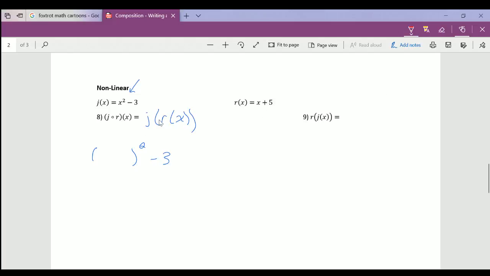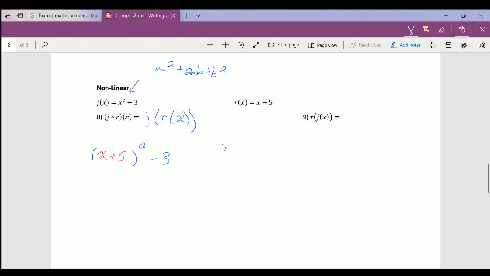Inside the parentheses, we're going to put r, which is x plus 5. Okay, we're still just simplifying. The only thing here is it is going to take a little bit more work because we are squaring a binomial. If you happen to have ever been taught the a squared plus 2ab plus b squared formula, you can go ahead and just knock that out super fast.